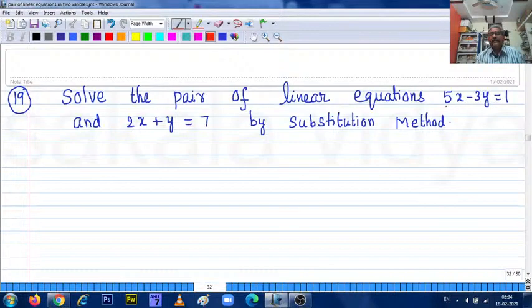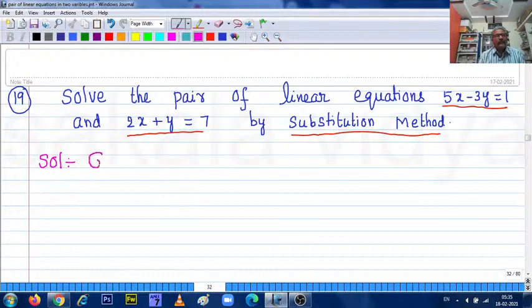Solve the pair of linear equations 5x minus 3y equals 1, 2x plus y equals 7 using substitution method. Let us proceed for the solution now. Solution. Here given data.